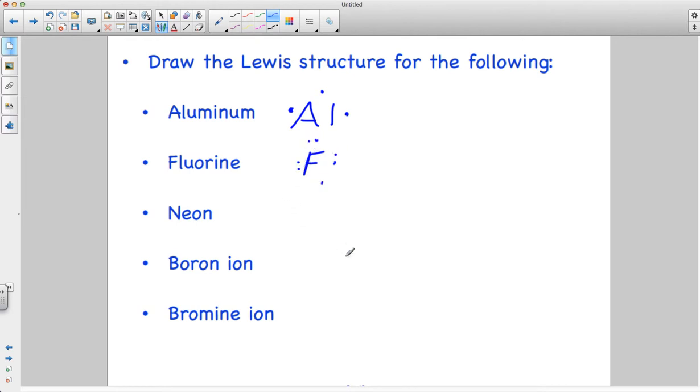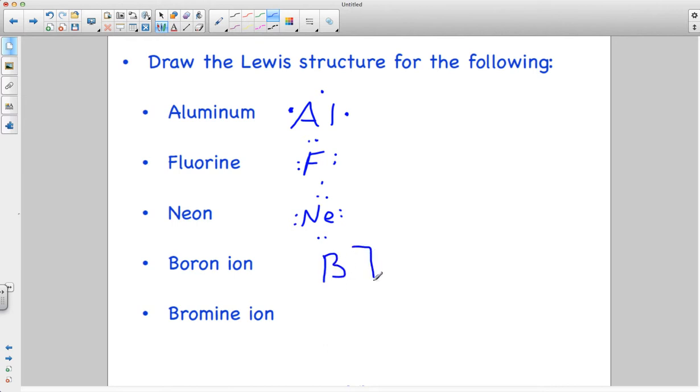Okay, so these aren't too bad. Neon's going to follow suit. If you were to look on the periodic table, it's going to have 8 valence electrons. It's under the noble gases. They're considered inert because they have a complete octet going around it. It's happy.